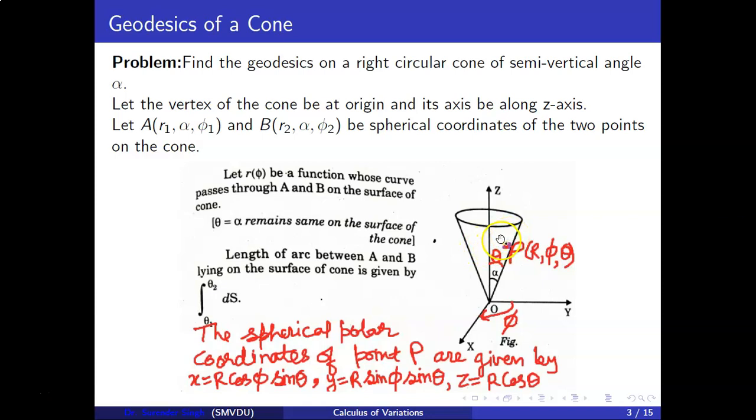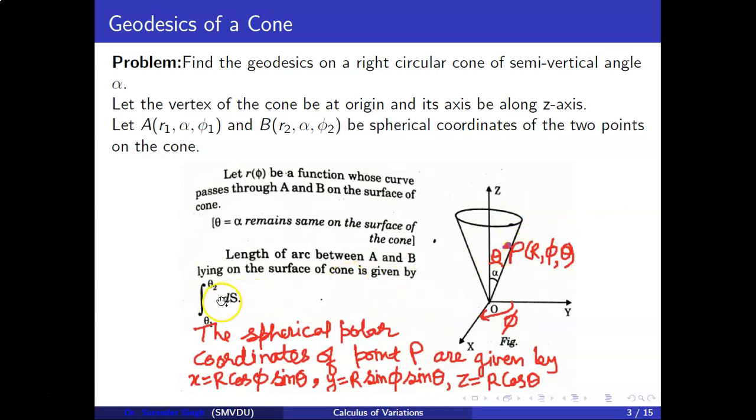That means you have to consider here 2 points on the surface of this right circular cone, and the arc length between these 2 points is suppose ds. Then how to calculate this ds? And then the main problem here is to find the geodesics. Geodesic means the curve of minimum length between 2 points on the surface of this right circular cone.